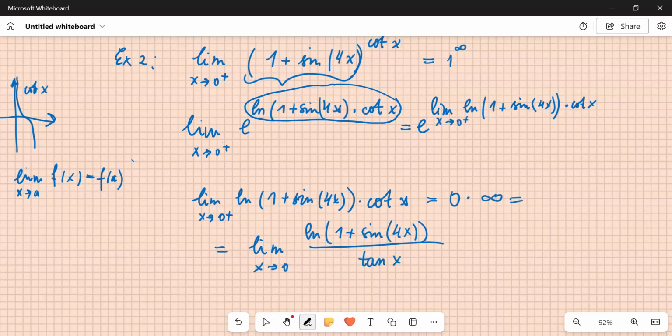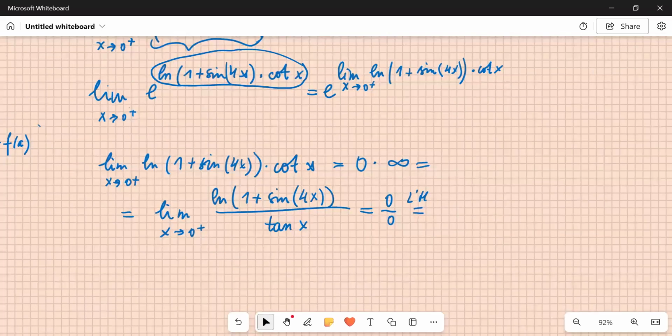Oh, very nice, right? We don't have 1 over something. It's just going to work. Now let's check what we have in the numerator. We have 0. What is tangent of 0? Tangent of 0 is also 0, and we have the indeterminate form 0 over 0, where we are going to use L'Hopital's rule and differentiate both parts, numerator and denominator.